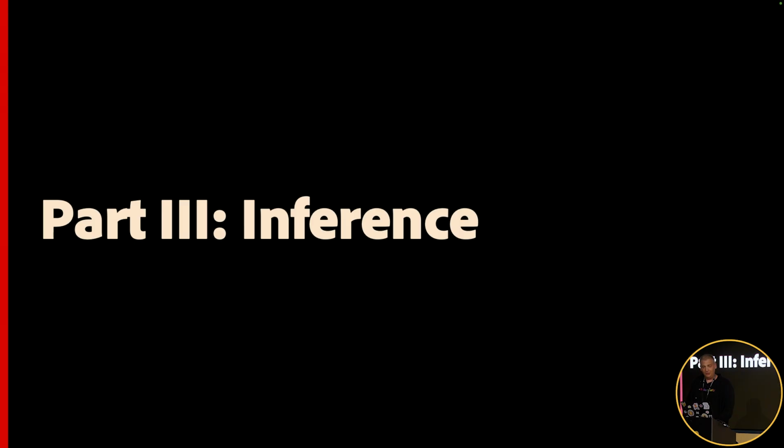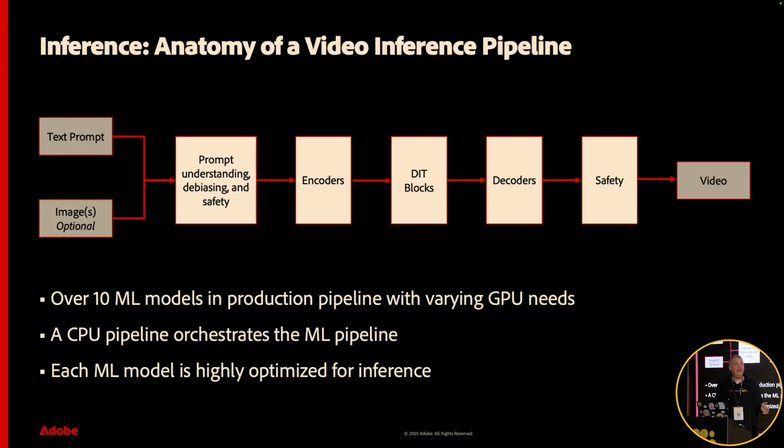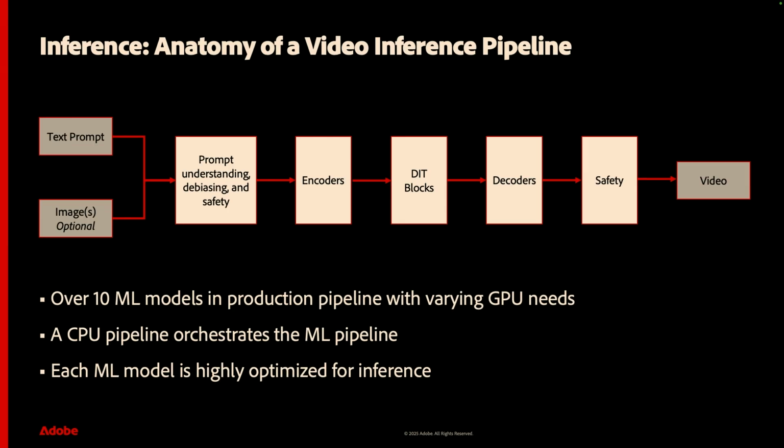Okay, moving on to inference, again, really quickly. Having the model in hand is not the last step. Right now, we need to actually turn the model into a feature. And usually, the model does not live by itself. We have this whole pipeline where we have a text prompt coming in from the user, potentially with an image, if it's image to video. We have to do prompt understanding, debiasing, and safety. The prompt can really transform at this point. So we try to do evaluation with vanilla prompts, but also with rewritten prompts like this. Then we feed it into image encoders or video encoders if it's V2V, run it through the DiT blocks and the decoders, and then run it through safety again.